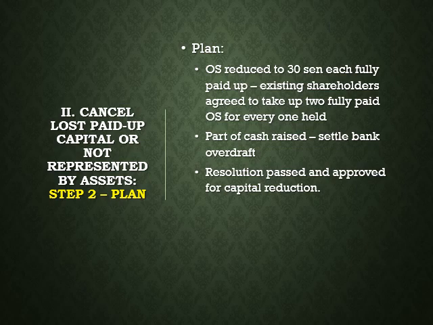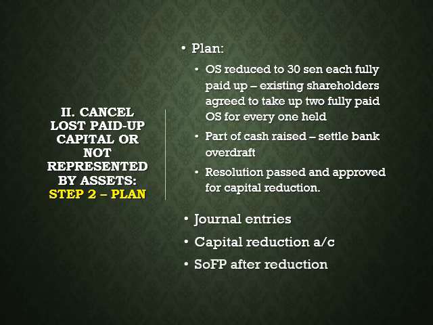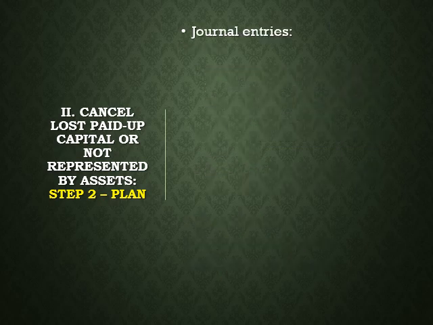For this illustration, we need to show the journal entries for the above plan. We also need to show the capital reduction account, an account temporarily opened specifically to carry out the internal reconstruction. And we need to show the statement of financial position after the capital reduction, or the implementation of the plan. So here are the journal entries that we should have to reflect the implementation of the agreed plan earlier.